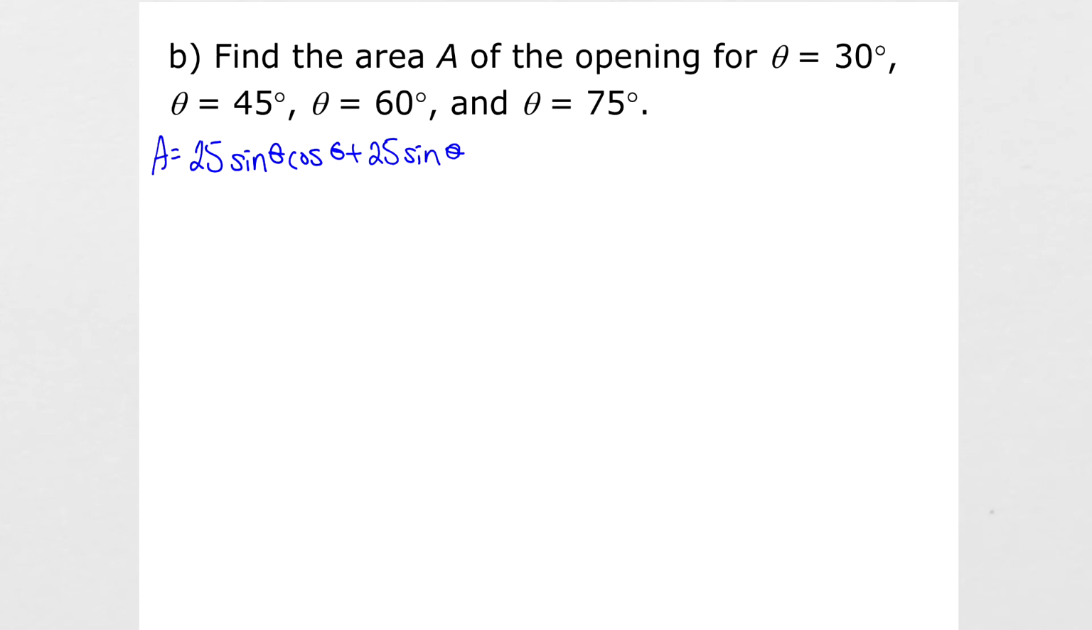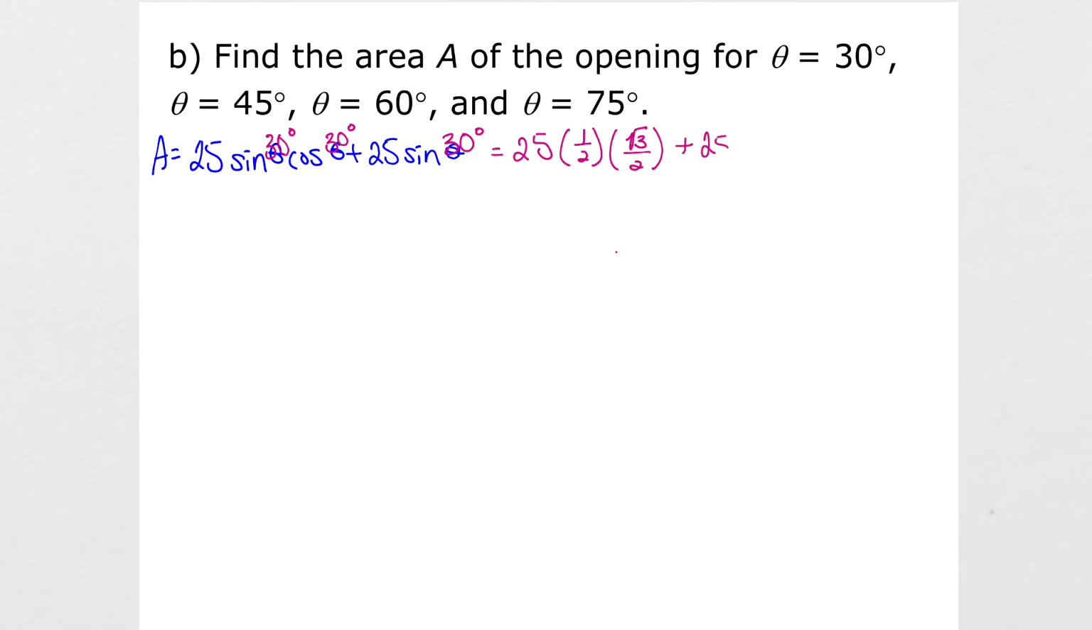And we're going to put in first 60 degrees here, or nope, first 30 degrees in for theta in each spot. And I'll work this first one, and after that I'll just tell you what the answers would be. So this first one, we'd have 25. Sine of 30 degrees is 1/2. Cosine of 30 degrees is √3/2.